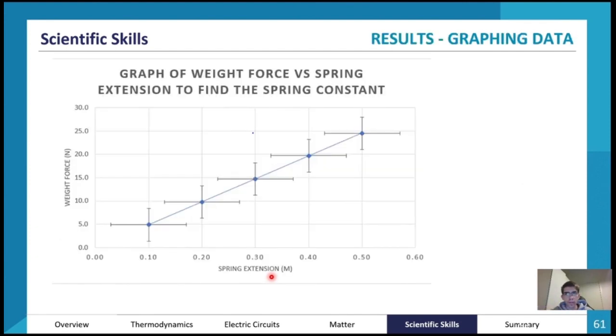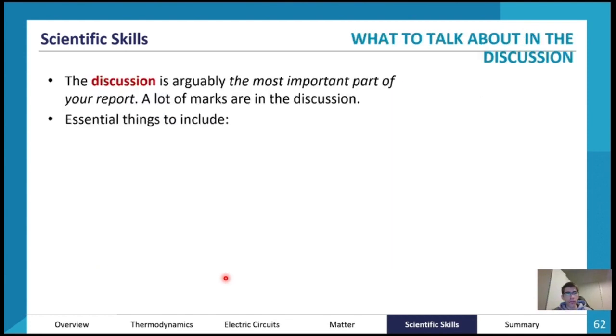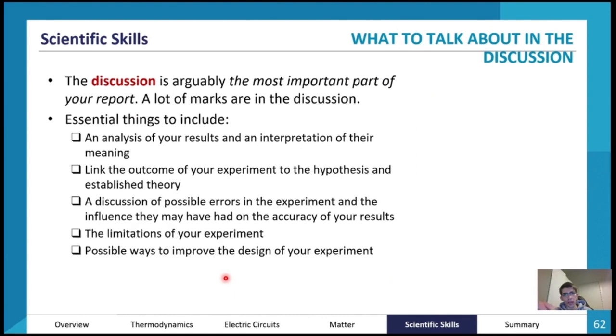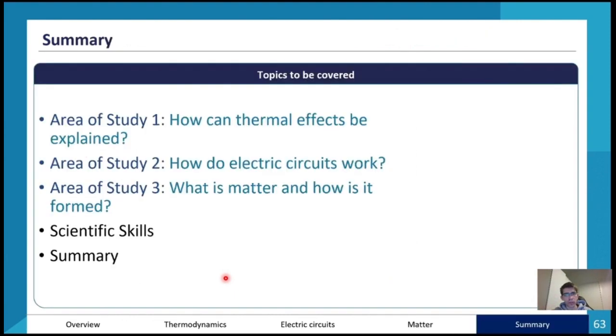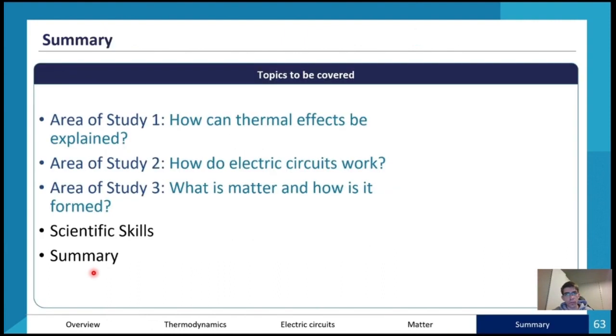Also, with graphs, you need to draw some graphs. Please include the titles, the uncertainty bars, and the units. These are skills that are required not only for high school, but also for university. This is a checklist of essential things to include. I would highly recommend you go through that. And if you have any questions, please use the chat function below.